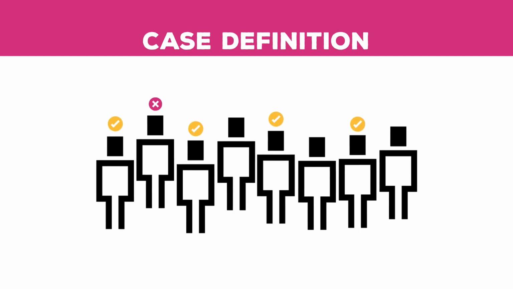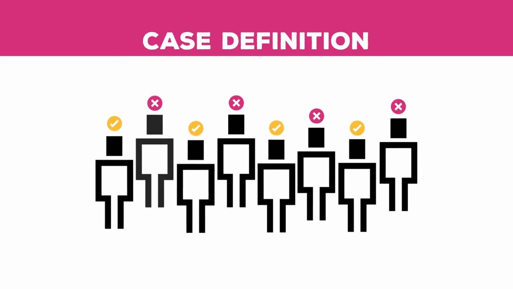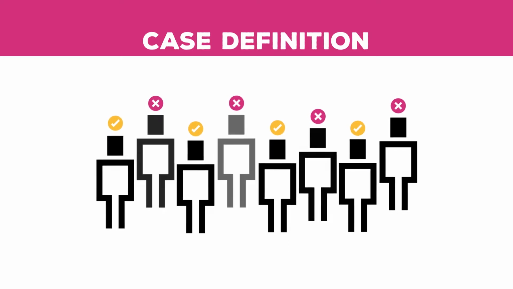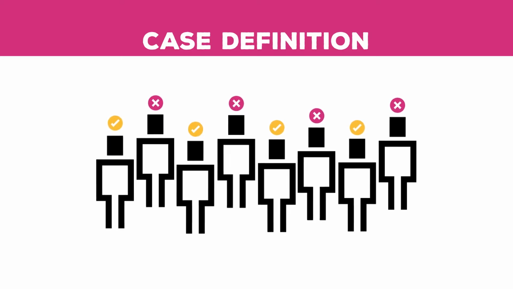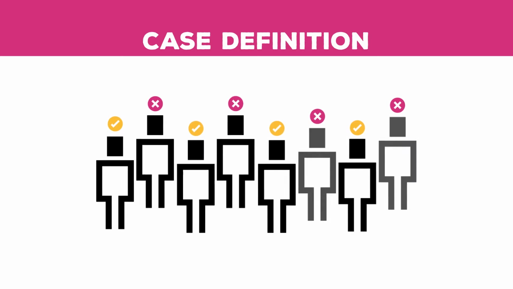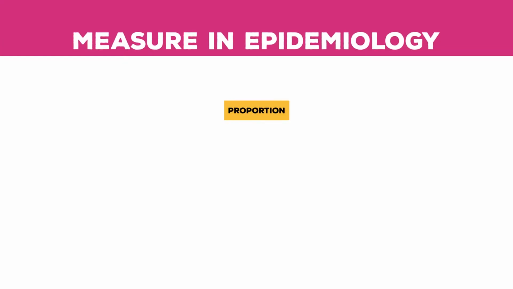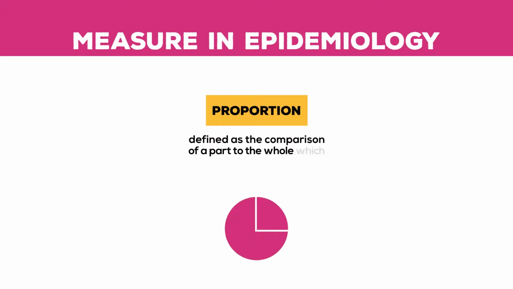The case definition needs to be valid, clear, and simple so that a common understanding among team members can be agreed correctly and easily. The case definition should include clinical manifestations, person, time, and place clearly. Before we go into the details of measures in epidemiology, there are some definitions that should be clarified.